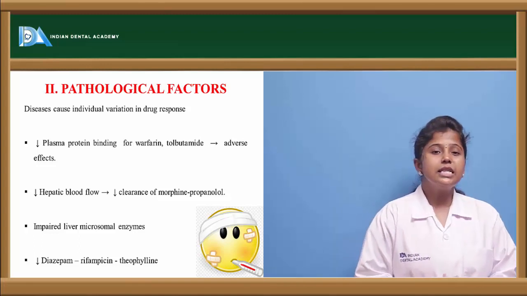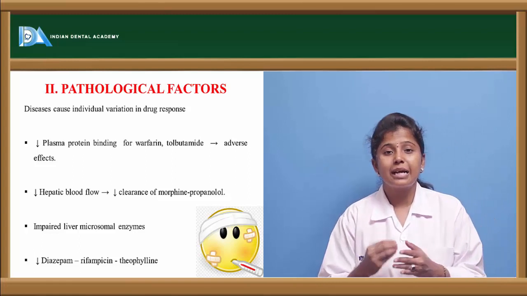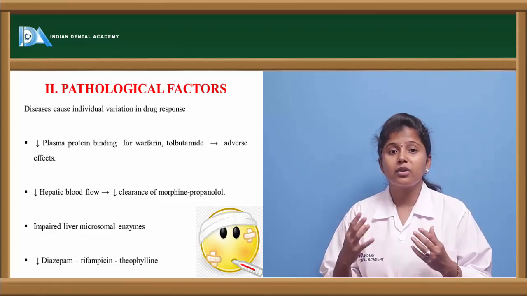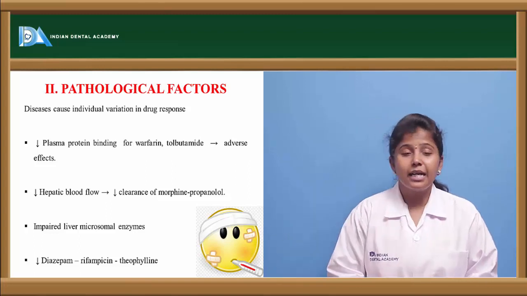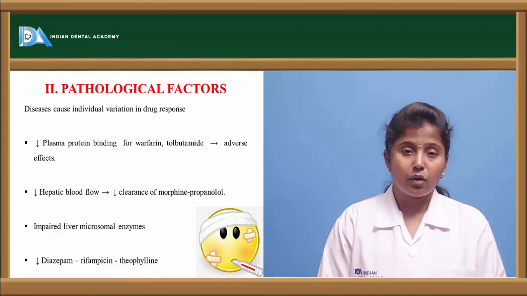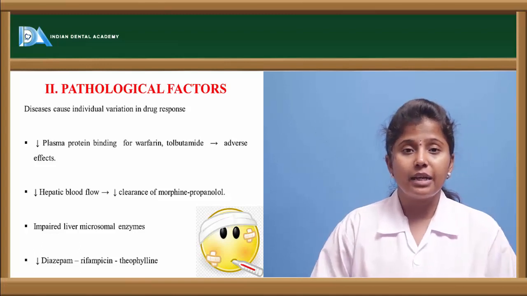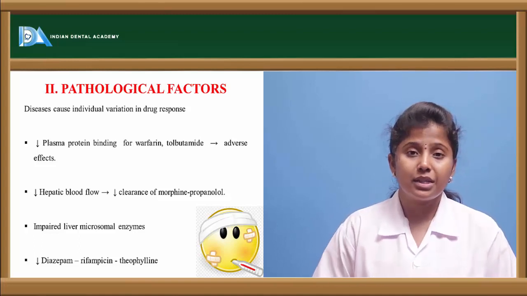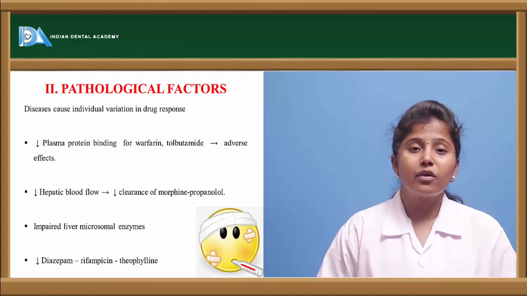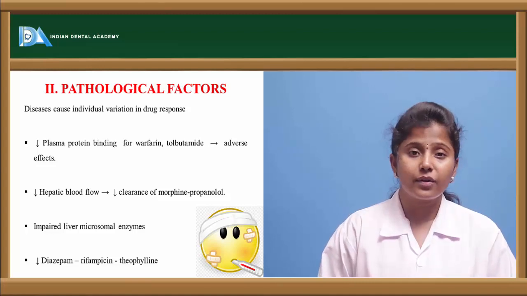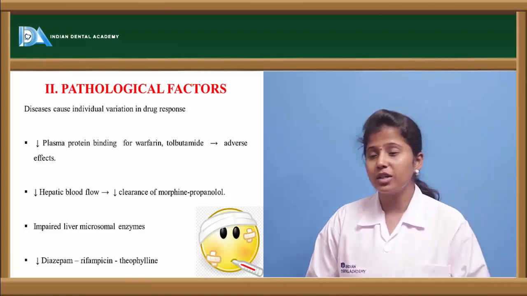And even if there is decreased hepatic blood flow, that is, if the blood supply to the liver is not proper or is decreased, then that will decrease the clearance of morphine and propranolol. So if there is improper blood flow to the liver, then the clearance of drugs like morphine and propranolol will be decreased. If they are not cleared out of the body, then that may lead to severe drug effects.